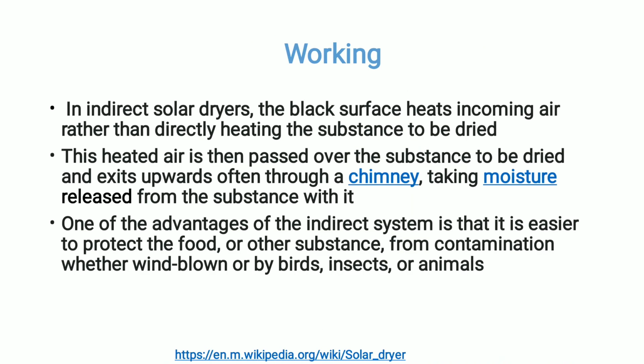Working. In the indirect solar dryer, the black surface heats incoming air rather than directly heating the substance to be dried. This heated air is then passed over the substance to be dried and exits upward, often through a chimney, taking moisture released from the substance with it. One of the advantages of the indirect system is that it is easier to protect the food or other substance from contamination, whether wind blown or by birds, insects, or animals.